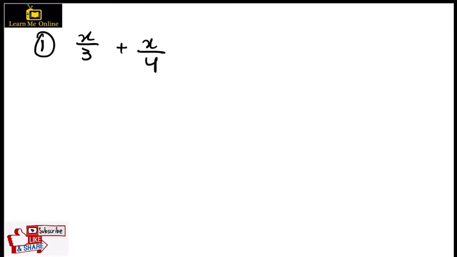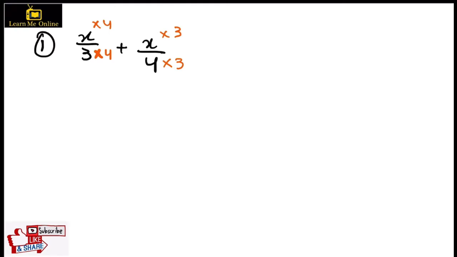Whenever we need to add or take away two fractions, the first step is to make the denominators the same. So I'm going to multiply the top and the bottom by 4. Because I multiplied the denominator by 4, I have to multiply the numerator by the same number as well. 3 times 4 is 12, so I'm going to make 12 the second fraction's denominator as well. To do that, you multiply the denominator by 3, and because you're multiplying the denominator by 3, you need to multiply the numerator by the same number.